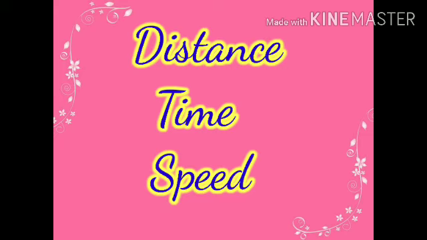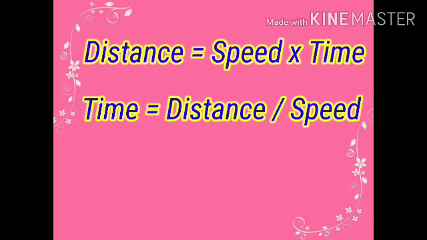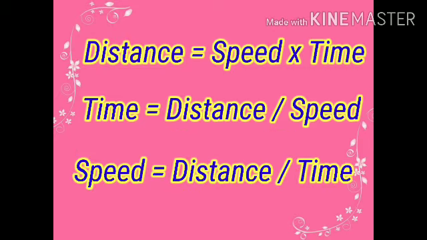Distance, time, and speed. Distance is equal to speed times time. Time is equal to distance over speed, and speed is equal to distance over time.